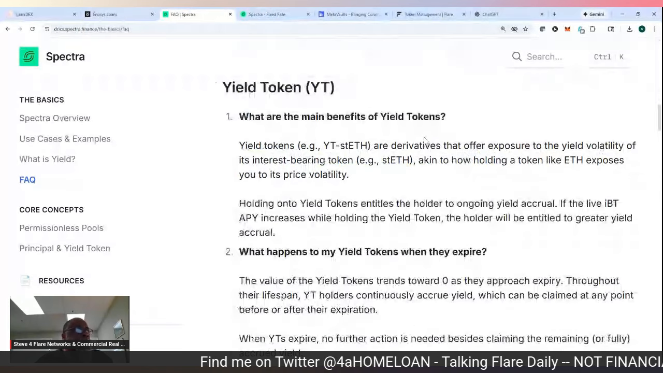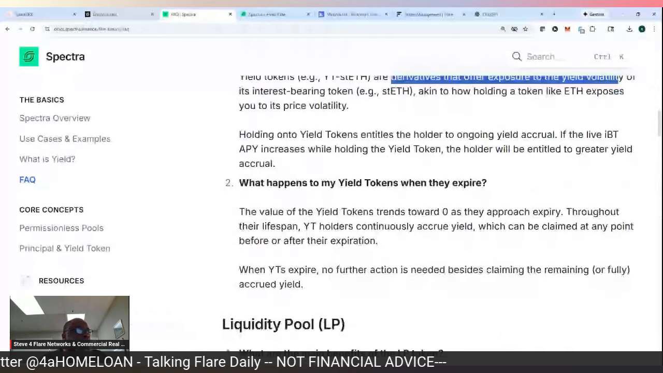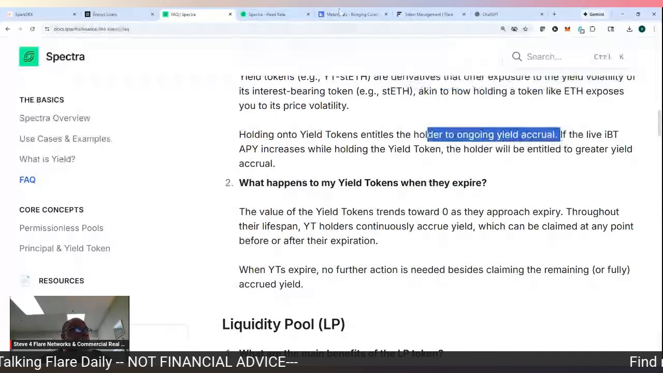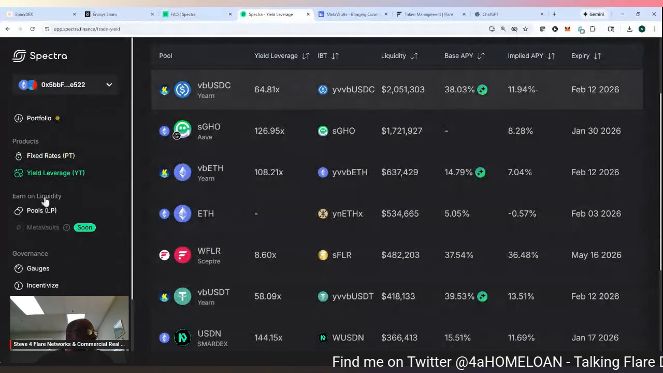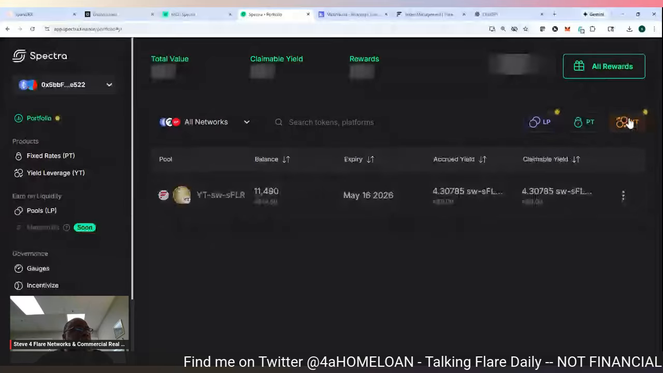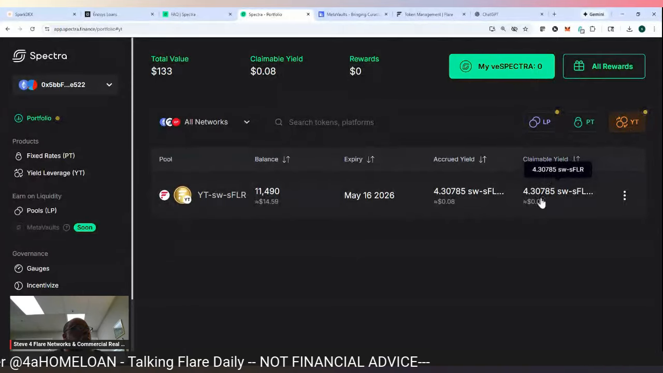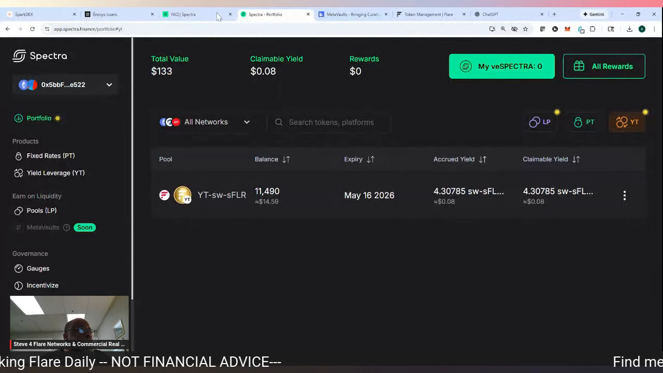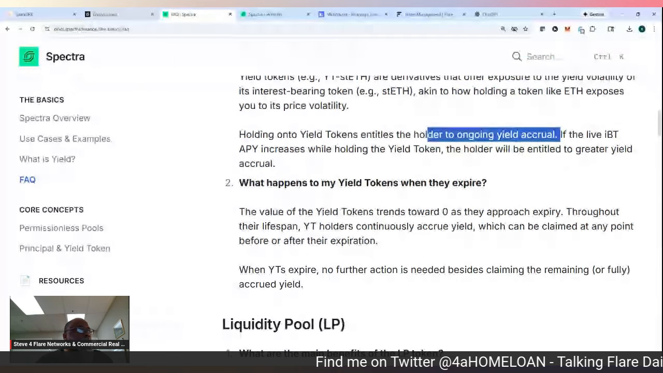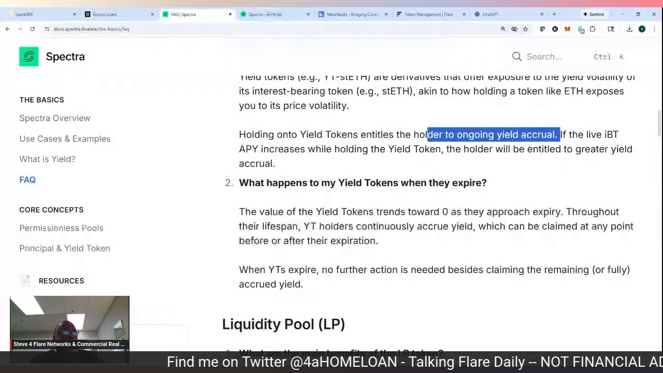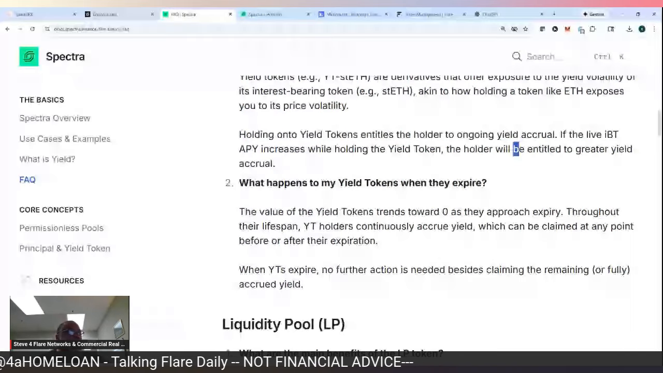Here goes the yield token. What are the main benefits of yield tokens? Obviously, it's a derivative that offers exposure to the yield volatility. It entitles the holder to ongoing yield accrual. As you noticed, when I showed you my YT, I'm already starting to accrue. Let me go to my portfolio and share this with you. I'm already accruing yield, and it says it entitles me to ongoing yield accrual, so I can claim that at any time. If the live IBT, the interest-bearing token, which is sFLR, increases while holding that yield token, I'm entitled to a greater yield accrual as well.